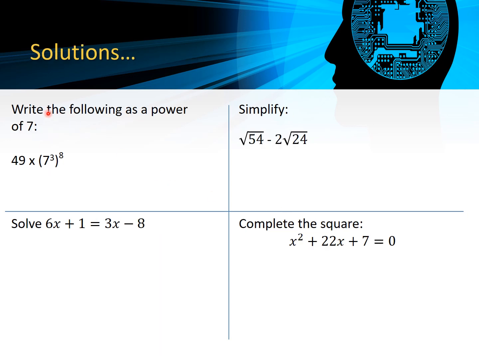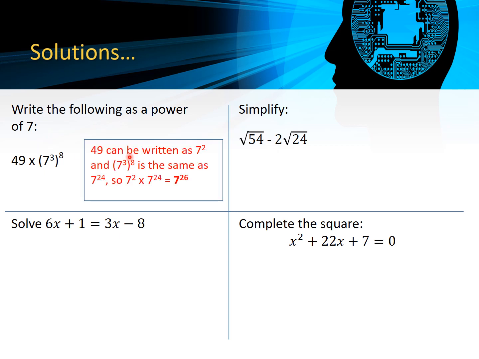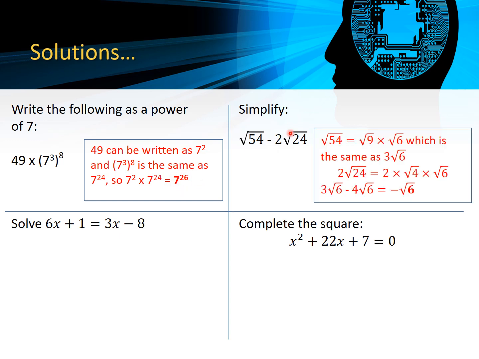Okay, and so writing the following in terms of a power, 49 can be written as 7 squared, and 7 to the power of 3 all to the power of 8 is the same as 7 to the 24. So adding your powers gets you to this value here. Simplifying, root 54 is the same as root 9 times root 6, which is the same as 3 root 6. And 2 root 24 is the same as 2 times root 4 times root 6, which is the same as 2 times 2 times root 6. So 4 root 6. Take one away from the other, leaving you with negative root 6.